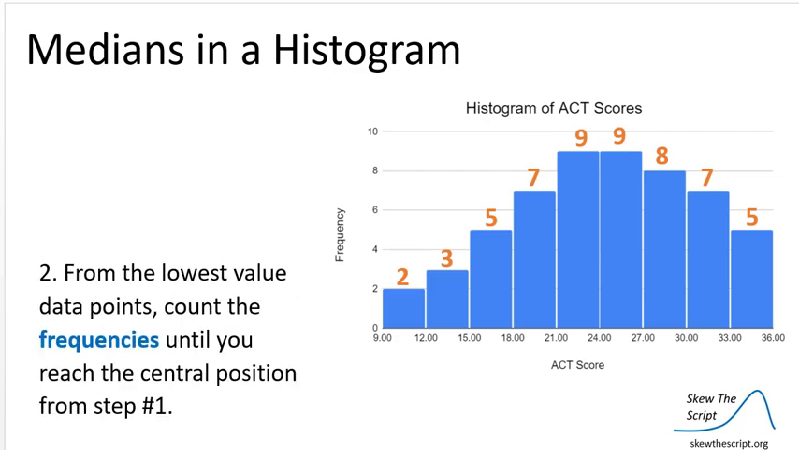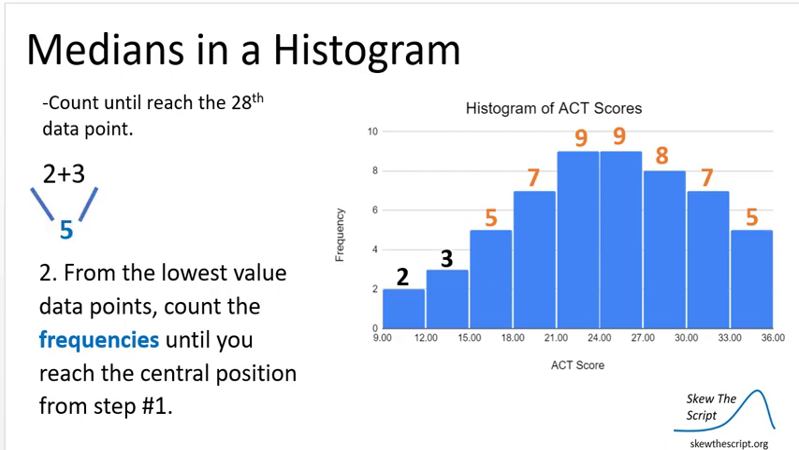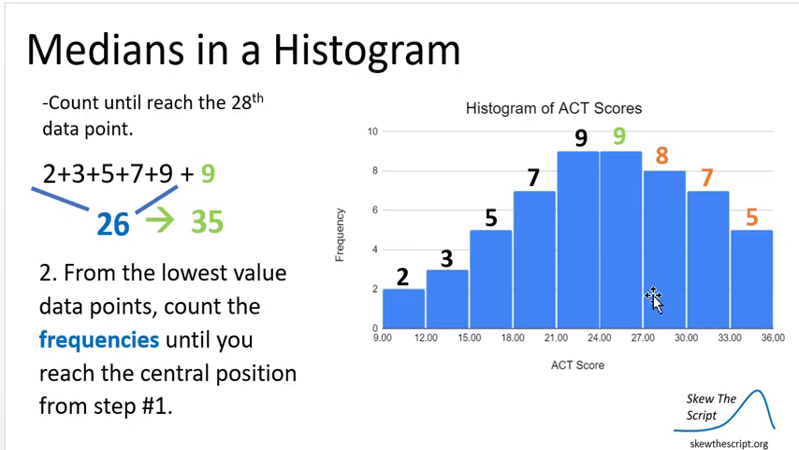So the median is going to be the 28th data point in this scenario. Let's start counting these frequencies until we get to 28. We have 2, let's add 3, let's add 5, let's add 7, let's add 9. Okay, we're almost there. And then if we add 9 again, we get to 35. I know that my median is my 28th data point, so it actually needs to be between 24 and 27.